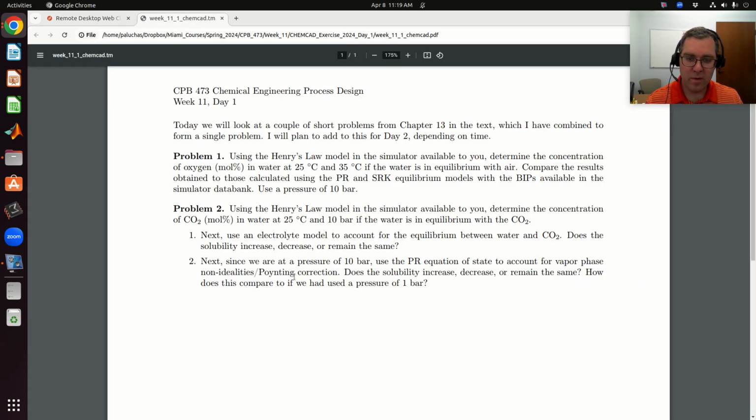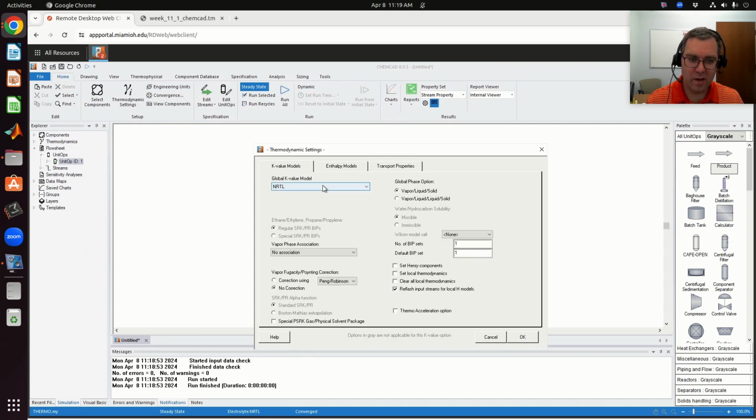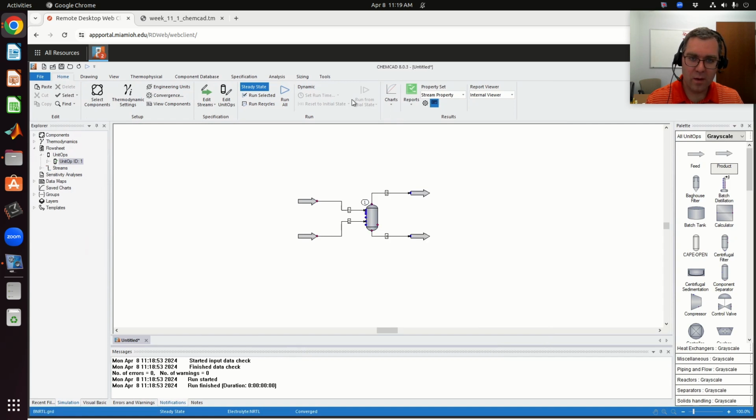Cool. Next it says since we're using a pressure of 10 bar, you can use the Peng-Robinson equation of state for the vapor phase. Does the solubility increase, decrease, or remain the same? Well, let's see. What it's suggesting, under thermodynamics, is that right now it's using NRTL. I thought we were using Henry's, but I think that switched with the NRTL model.